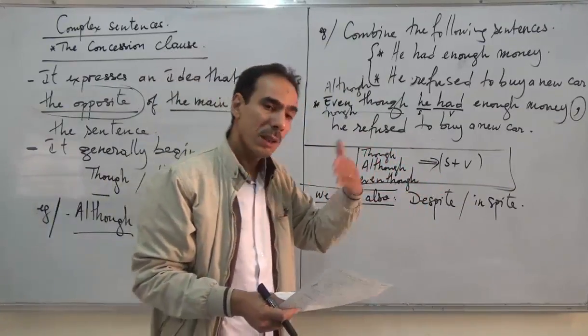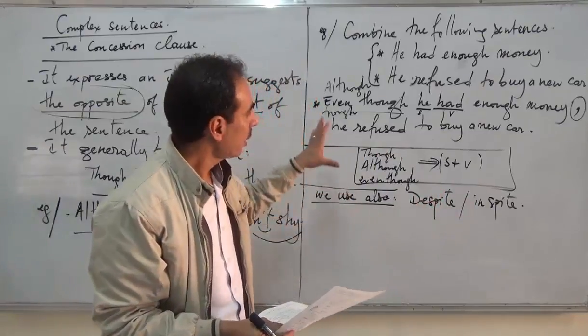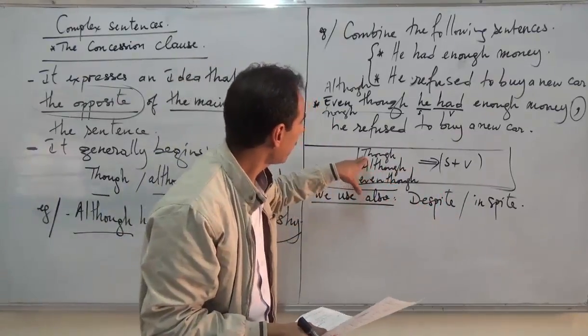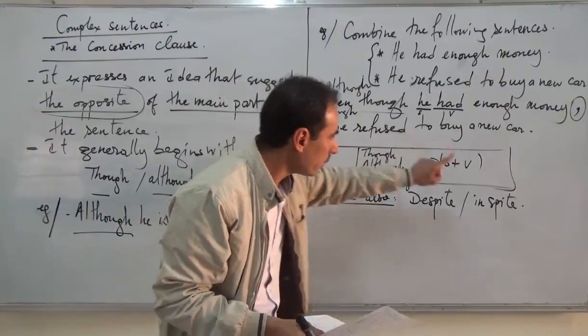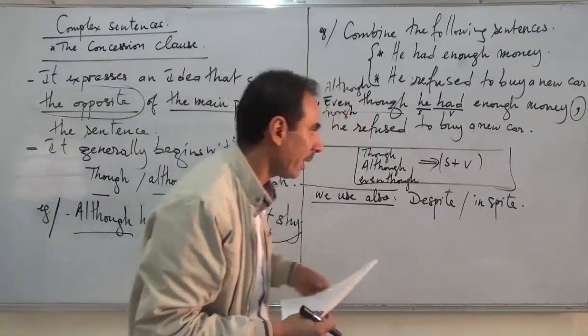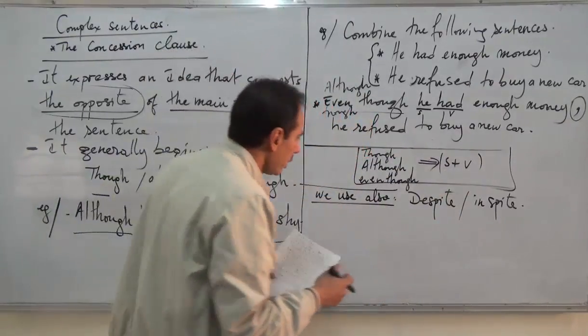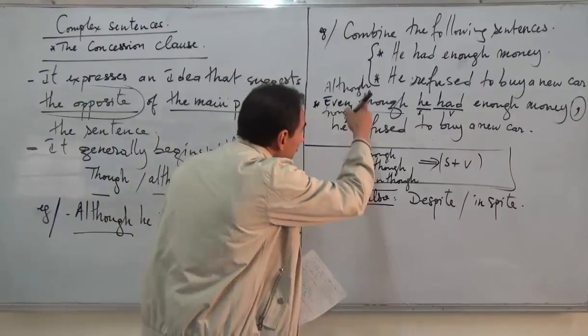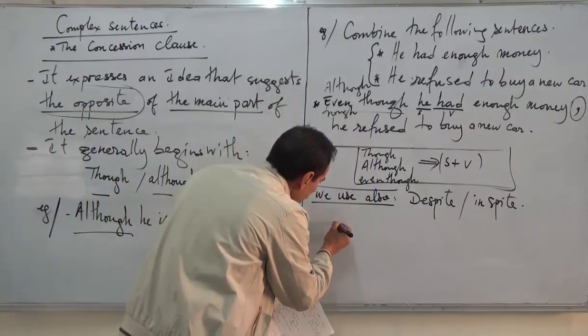If you change it, you are correct. If you don't, it is not correct. After though, although, even though, always subject and verb. After despite, what should we do? The same example. Despite.